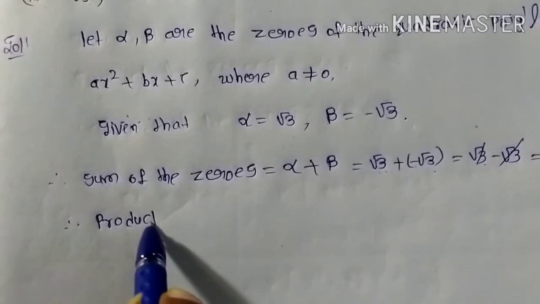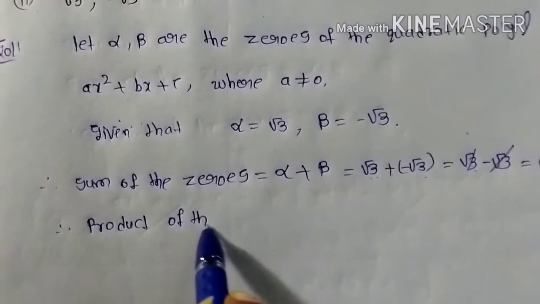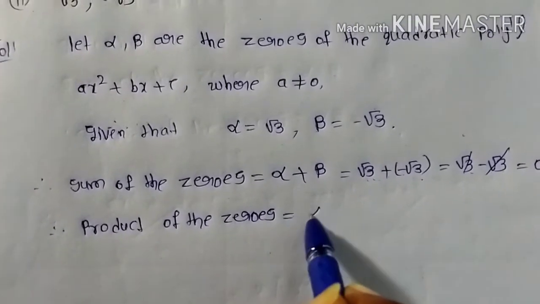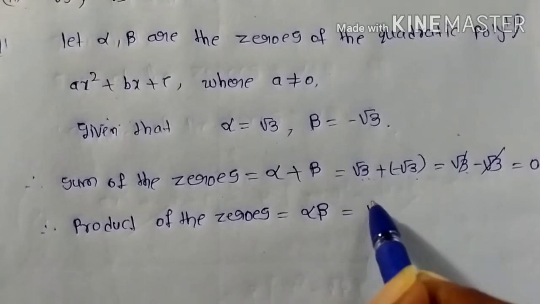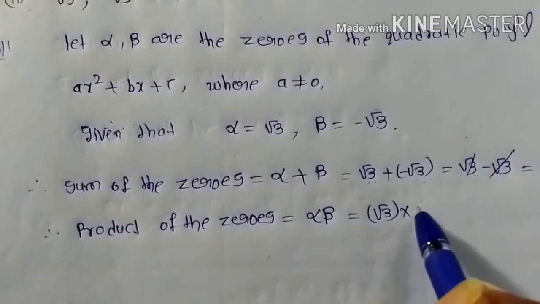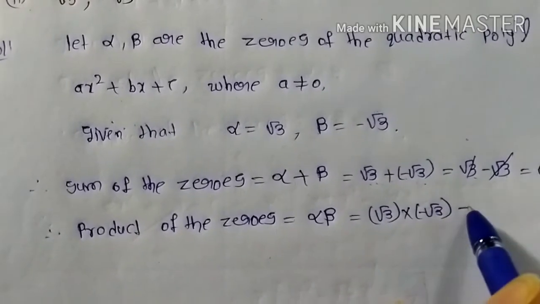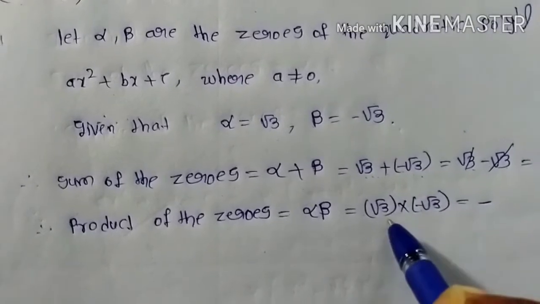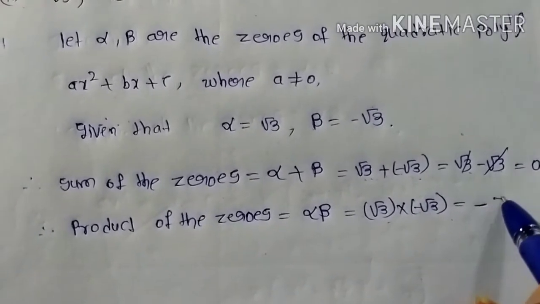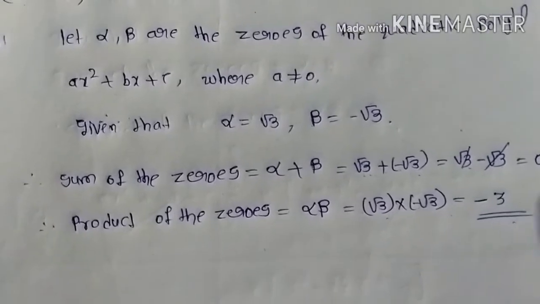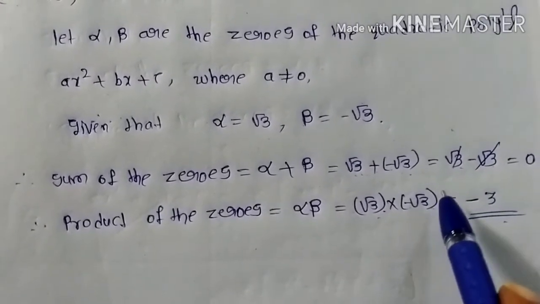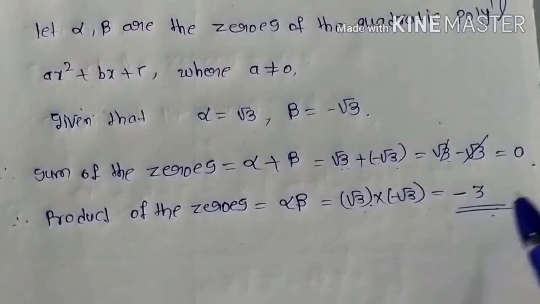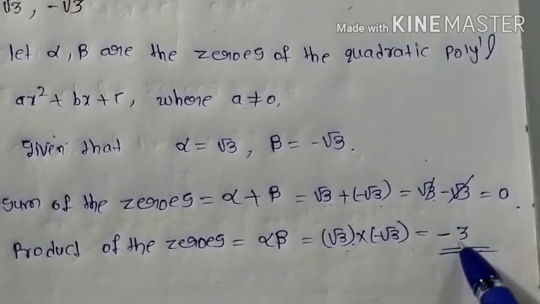Next you can find the product of the zeros. The product of the zeros is equal to alpha beta. That means you can write root 3 into minus root 3. Plus into minus, you will get minus. Root 3 into root 3 you will get 3 only. Yes or no? Root 3 into root 3 you will get 3. If you want, you can write root 3 square; the square and square root will be cancelled. You are getting 3 only. Yes or no? Yes. So you can write minus root 3.